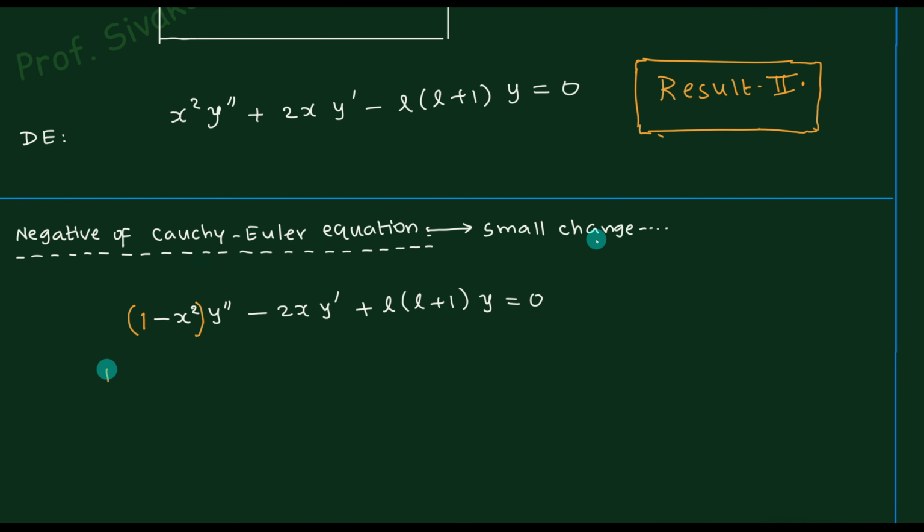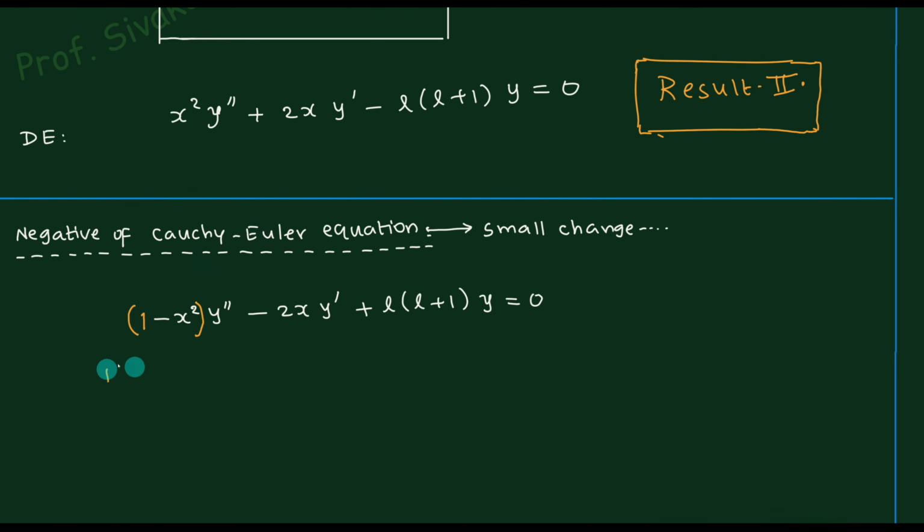You see what I am going to do? What is the small change I have done? I have put a 1 here and then closed the bracket here. That is the only change I have made, starting from the Cauchy-Euler differential equation. And that's all. This is another new differential equation that you are going to have.